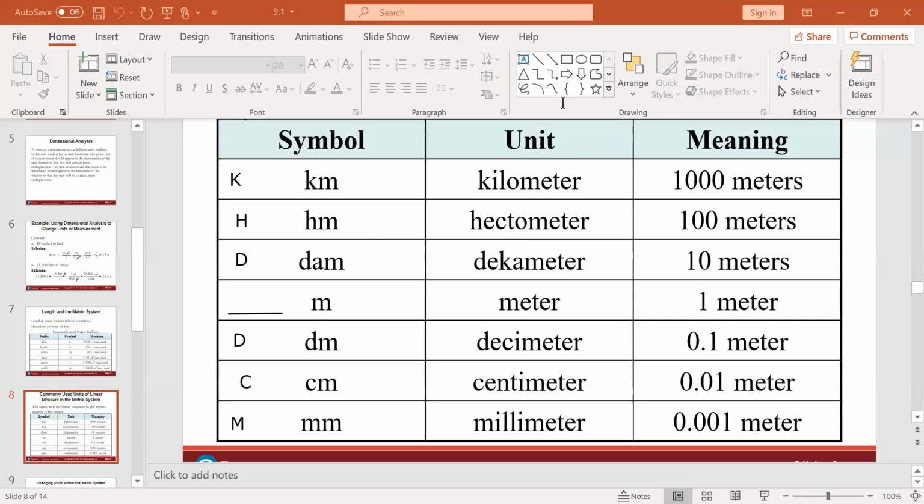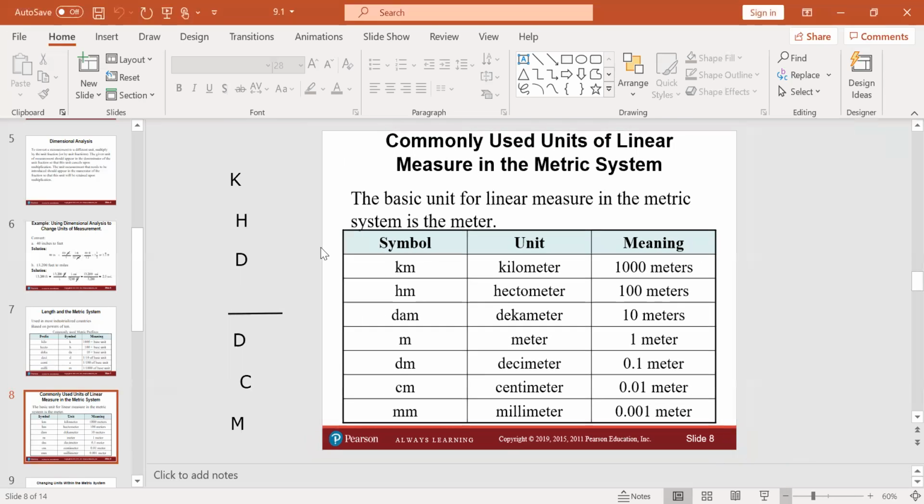So this is how these conversions are going to work. First of all, you can remember King Henry died drinking chocolate milk on the side here. And what you're going to do is, if you're starting with a larger unit and you want to convert down to a smaller unit, so if you started with 1 kilometer, that's equal to 1,000 meters. And that's going to be a heck of a lot of millimeters.